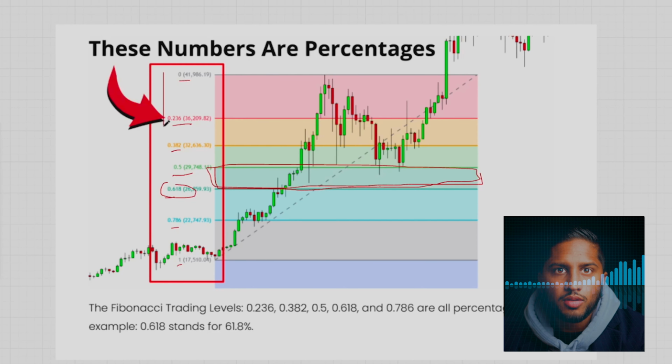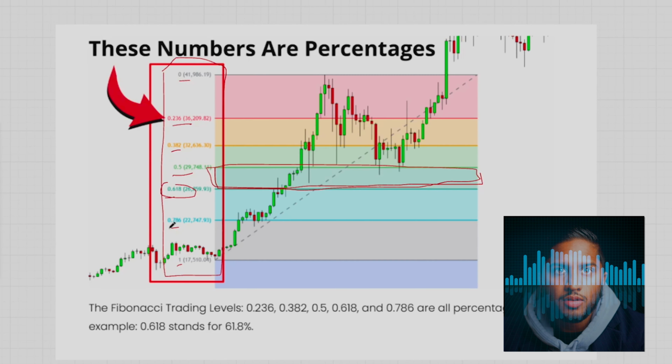These Fibonacci levels can seem confusing, but they're just percentages. For example, 0.5 is 50%. 0.618 is 61.8%. 0.786 is 78.6%. 1 is 100%. These are all percentages.